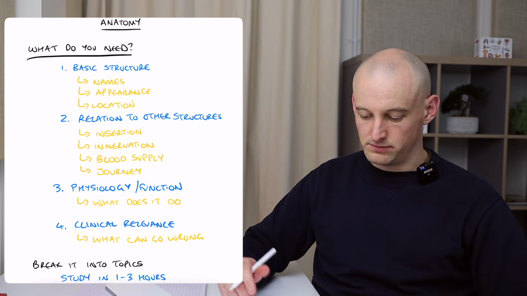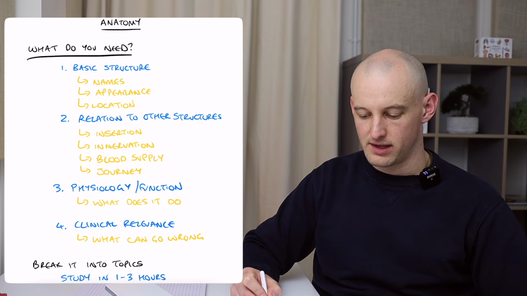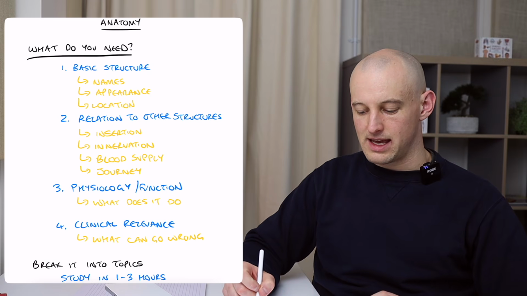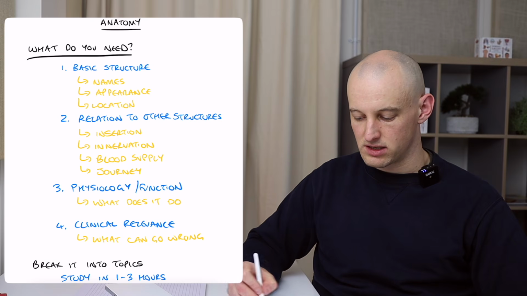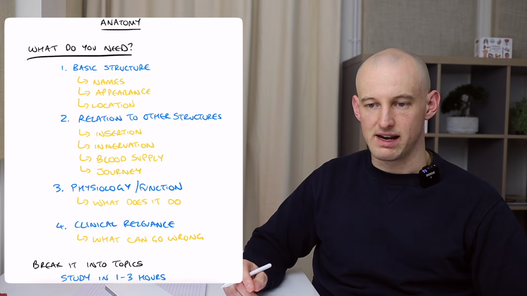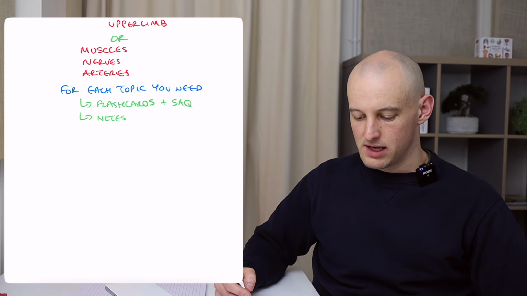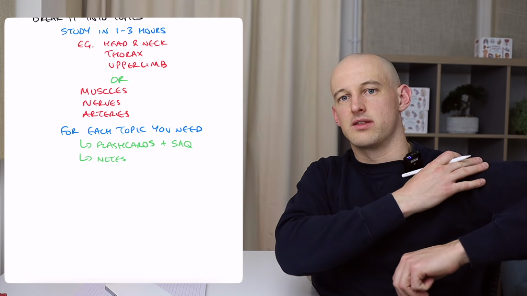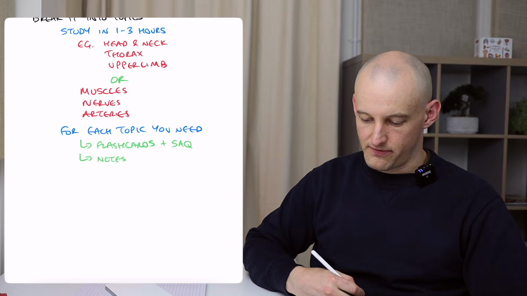So for the flashcards, what you're looking at is the basic structure. So you're identifying the names, locations, and appearance. And then for the notes, that's what goes into relation to other structures, physiology and function, and clinical relevance. So you're actually learning about that structure. With the flashcards, you say, this is the deltoid. For the notes, you say, this is the deltoid's action, innervation, the blood vessels, etc.